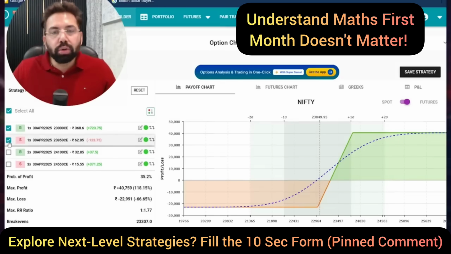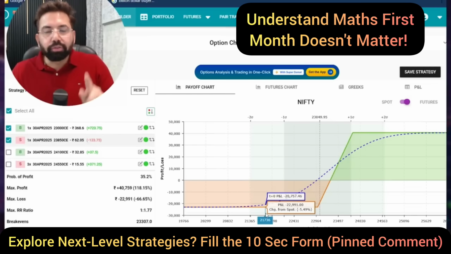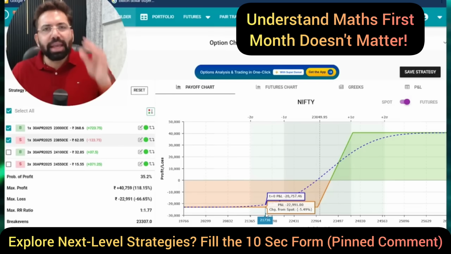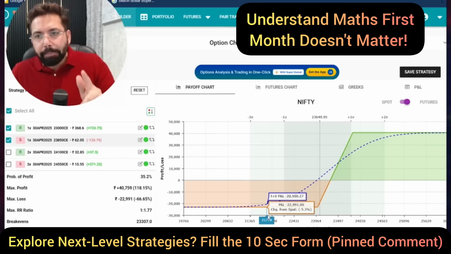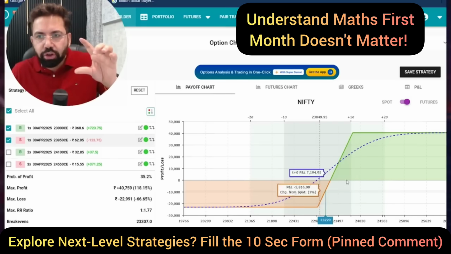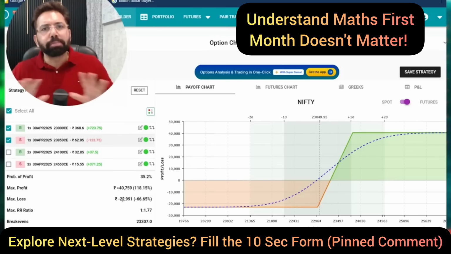Now, what is the rule? Which call to sell? Let me tell you, the risk and reward ratio should be 1:2. You can trade Bank Nifty, you can trade Nifty, you can trade SPX, SPY, whatever you like. But your first spread should give you 1:2. So maximum profit is roughly 41,000. Maximum loss is 23,000. Easy, everybody can do it.